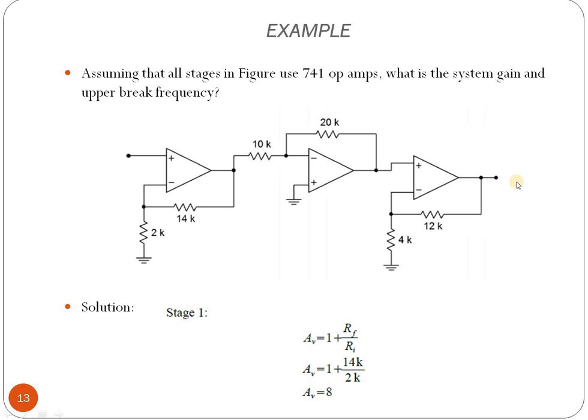For the solution, we will start with stage 1, that is the first op-amp, this one. In this circuit, as it is non-inverting, the normal voltage gain equation is AV, voltage gain, equals 1 plus RF by RI. If we put in the values, 14 kilo ohm and 2 kilo ohm RI, the result is 8 unitless, it is a gain value. So this one is 8. Next we need to find the noise gain to find the break frequency.